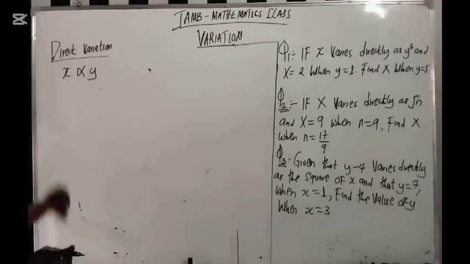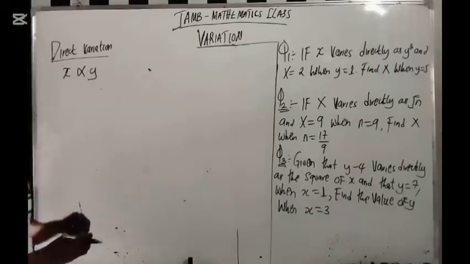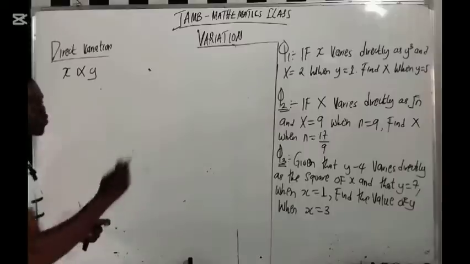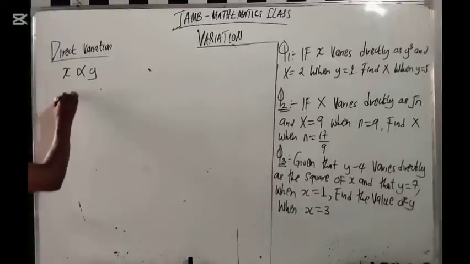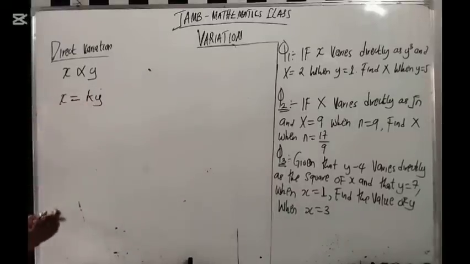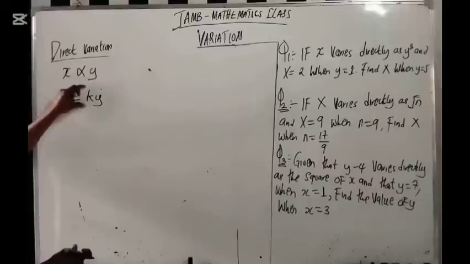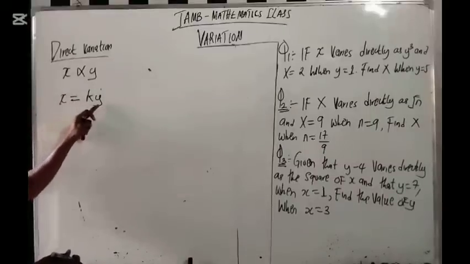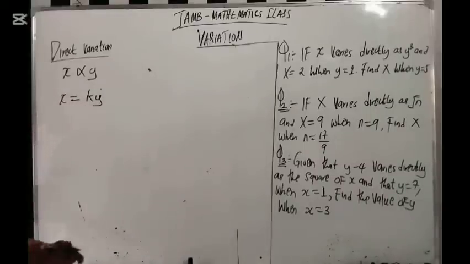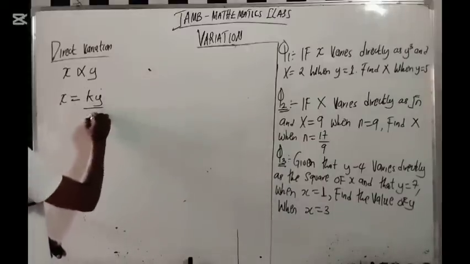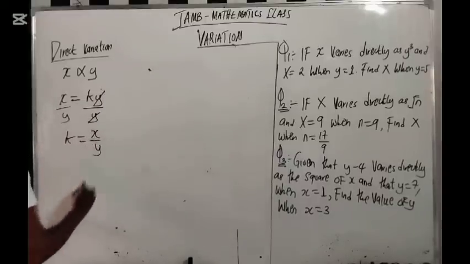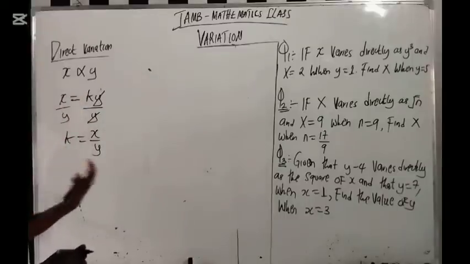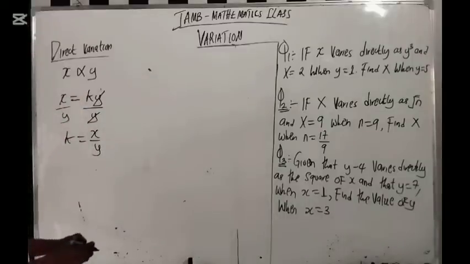When you have something like this, if you want to remove the sign of proportionality, you have to introduce a constant, and that constant is k. So x equals k times y. Then make k the subject of the formula: divide both sides by y. We have k equals x over y. So these are ways you can solve direct variation.